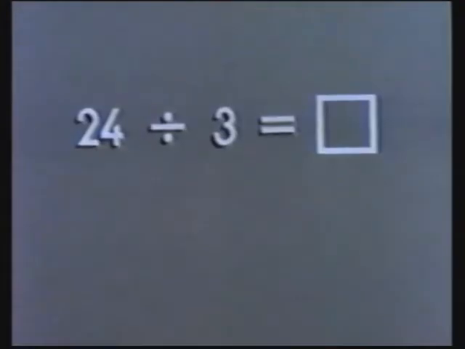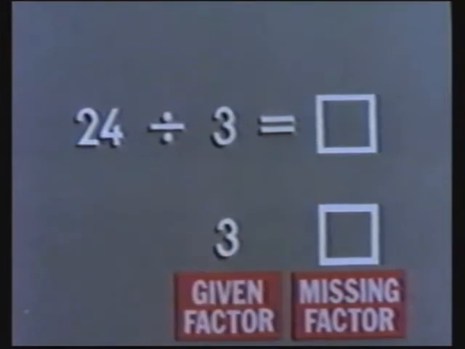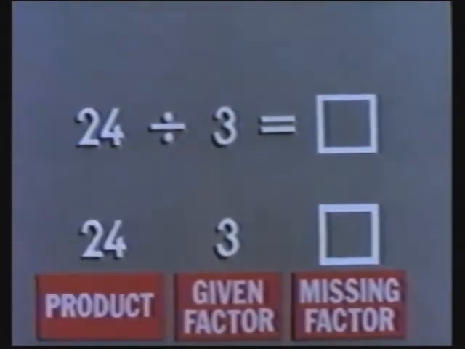She could divide whole numbers. And she even knew the connection between division and multiplication. For example, when she saw 24 divided by 3 equals something, she thought of the number for the box as a missing factor. She thought of the 3 as a given factor and 24 as a product.